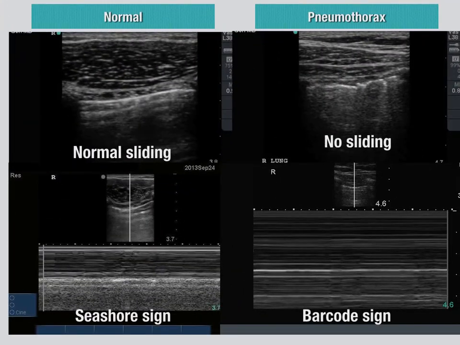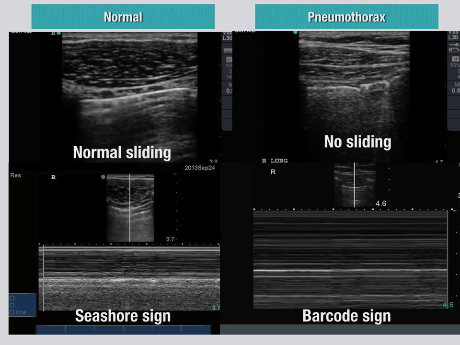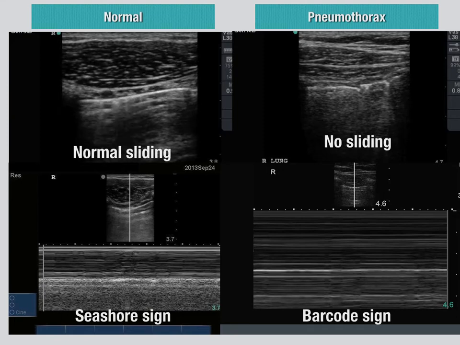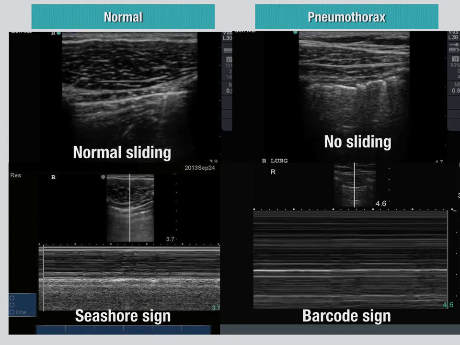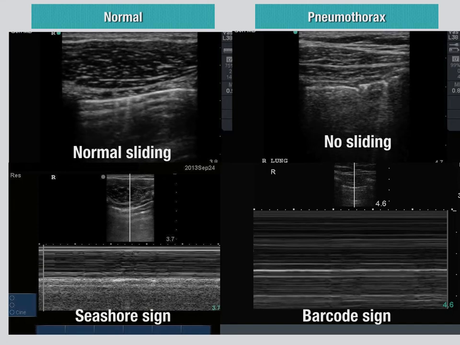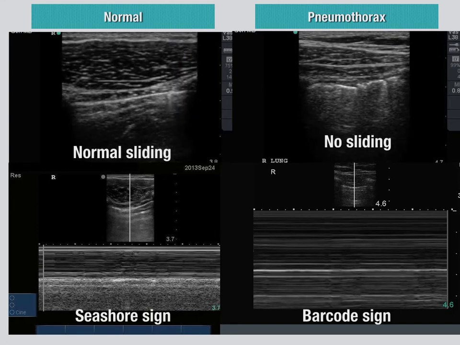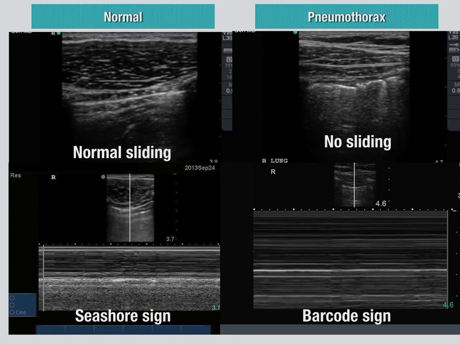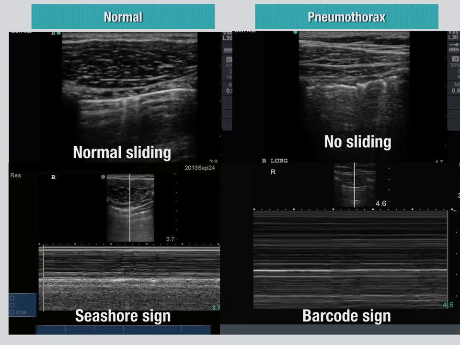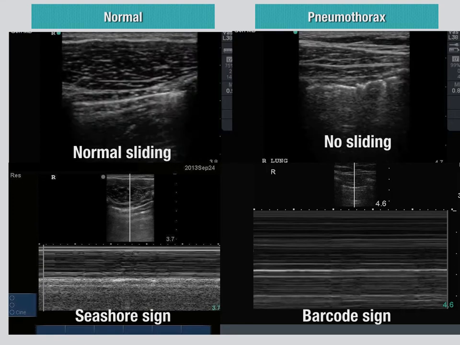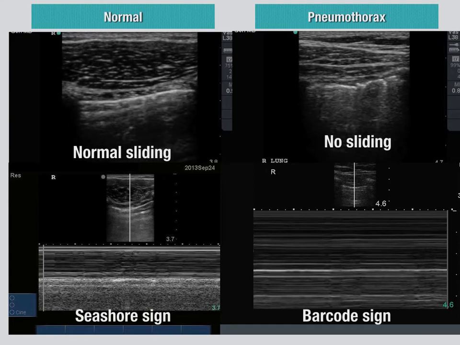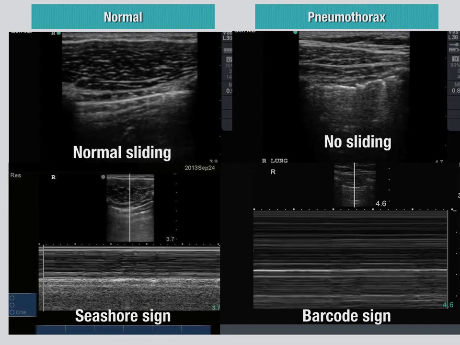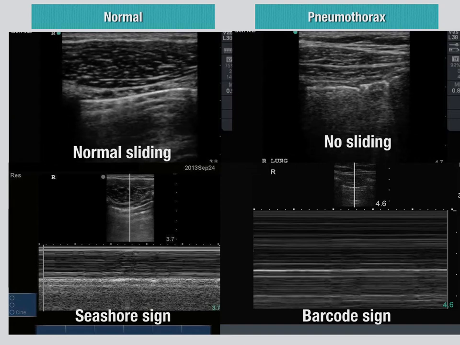Just placing side by side what a normal lung should look like using the 2D image with the normal lung sliding and comet tail. While in pneumothorax, you won't see any lung sliding. And if you use M mode to demonstrate the difference between them, on the left side you can see the seashore sign showing the movement of the pleural line, while on the right side you see the barcode sign indicating that there is no motion visible below the chest wall or the lung. Therefore, the line will be uniformly straight and smooth.